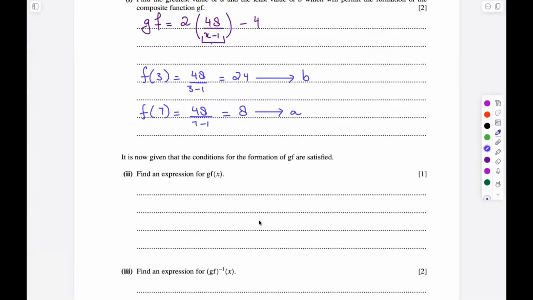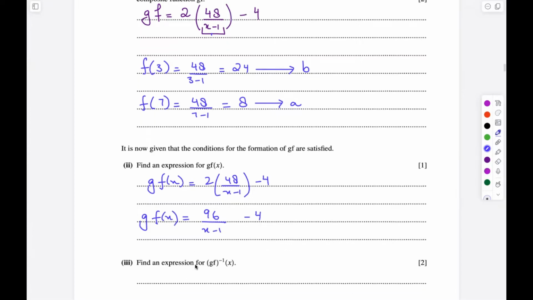In part 2, it says that it is now given that the conditions for the formation of gf are satisfied. Find an expression for gf of x. Now to find an expression, well, we already wrote the expression for gf of x. So gf of x will be equal to 2 into 48 upon x minus 1, minus 4. We can expand this and write it as 2 into 48 is 96. So this will become 96 upon x minus 1, minus 4.